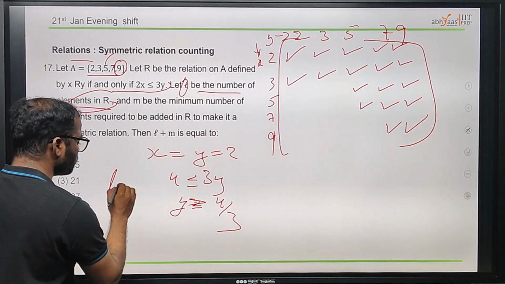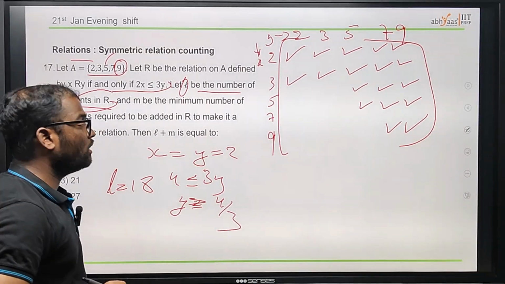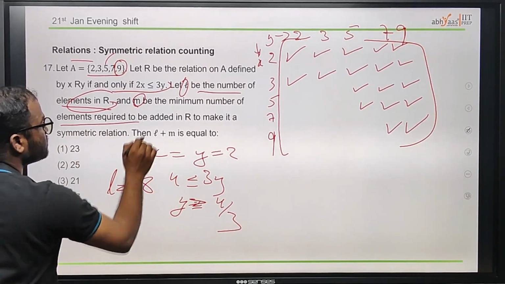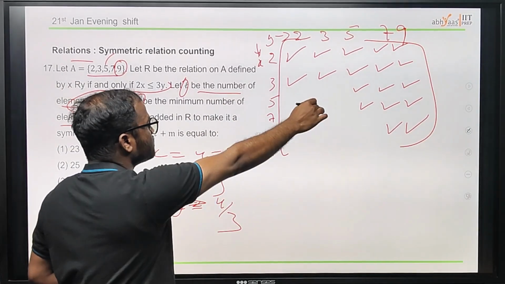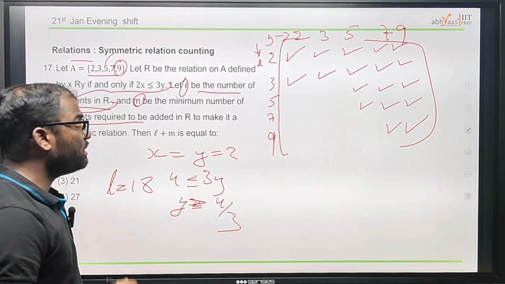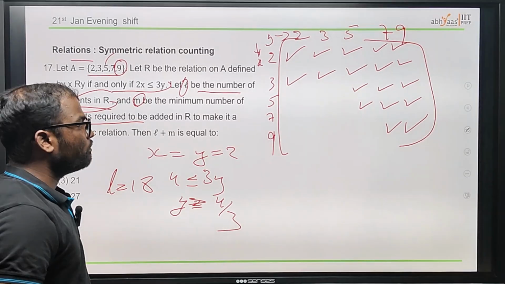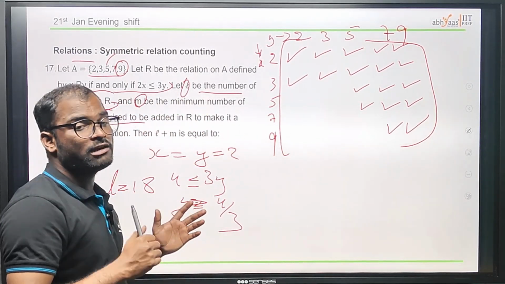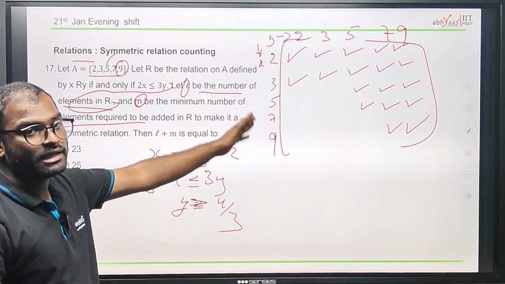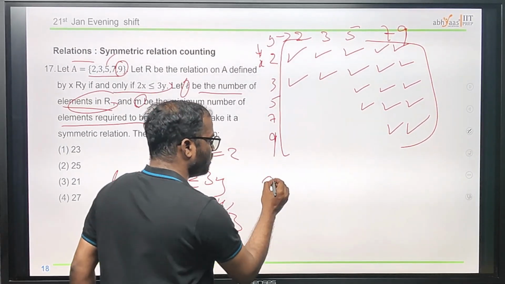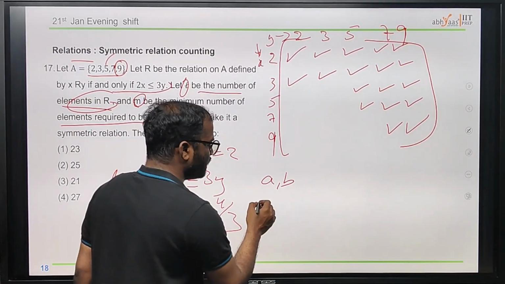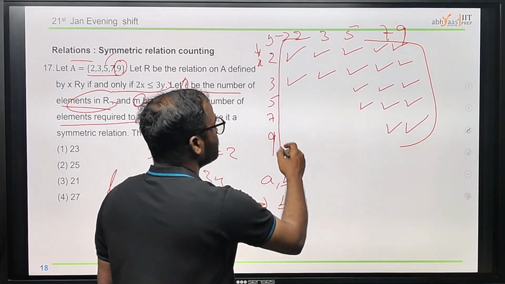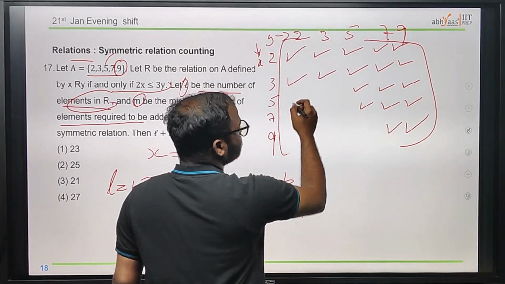L will be 18. Now we need to find M, which is the minimum number of elements required to add in this relation to make it a symmetric relation. What I am saying is, how many elements can we add in order to make it a symmetric relation? What is a symmetric relation? When (a, b) is present, it means that (b, a) is also present.